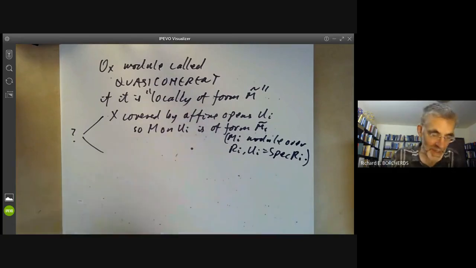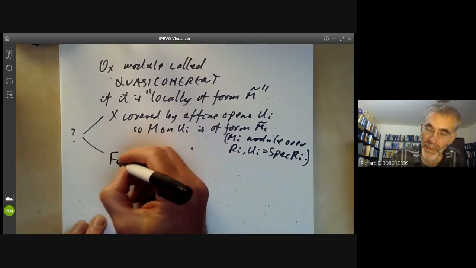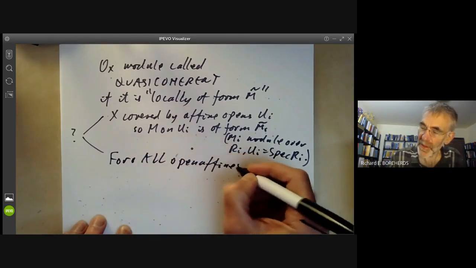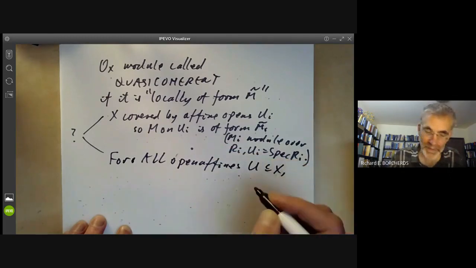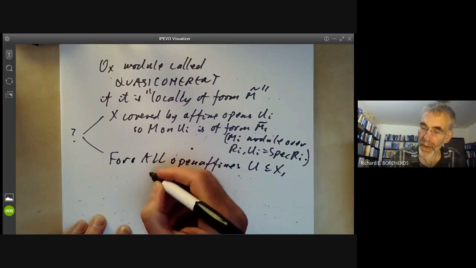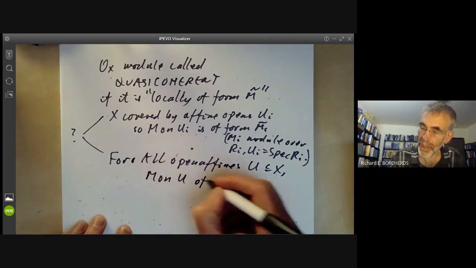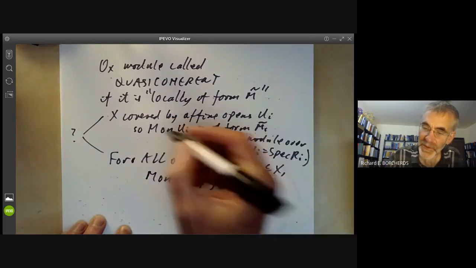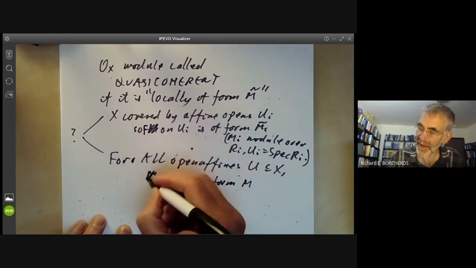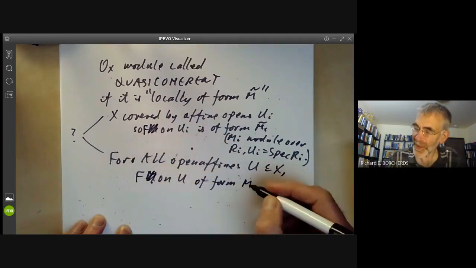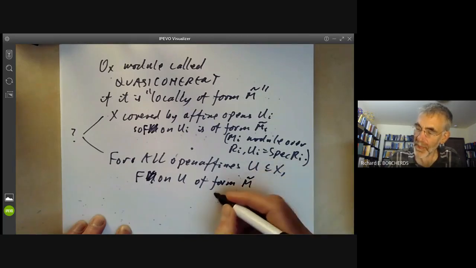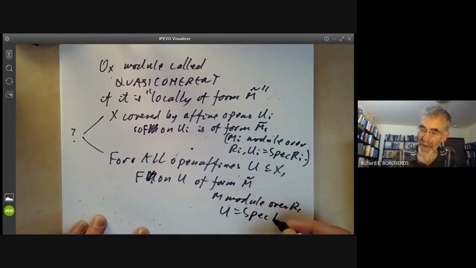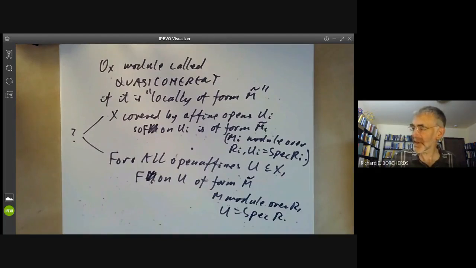Alternatively, we could say for all open affines U in X, we have, I shouldn't be calling that M, I should be calling this F, so that F on U is of the form M twiddle, where M is a module over R, and U is the spectrum of R. So there are two different possibilities.